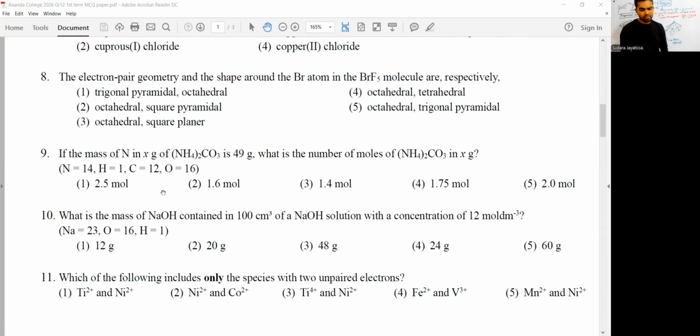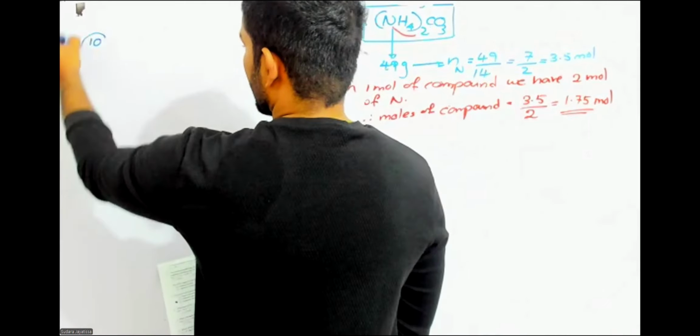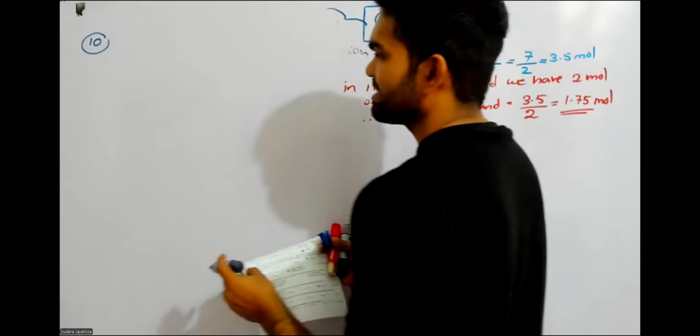Another small calculation. It's asking the mass of sodium hydroxide contained in 100 cubic centimeters of sodium hydroxide solution, with a concentration of 12 moles per decimeter cube. Simply, they have given the volume and the concentration. These are supposed to be O-level type questions, right? But anyway, let's see how to get the answer.